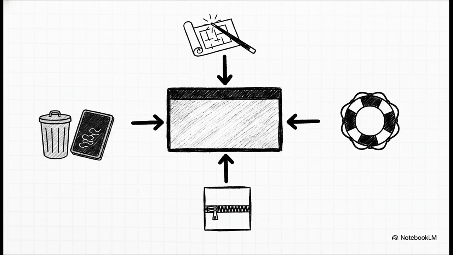/init is a huge one. It analyzes your whole codebase and creates a core instruction file. Then there's /compact, which literally shrinks your conversation to save the AI's memory. /clear completely wipes the session for a totally fresh start. And hey, if you ever get lost in the weeds, just type /help to see every single shortcut available to you.